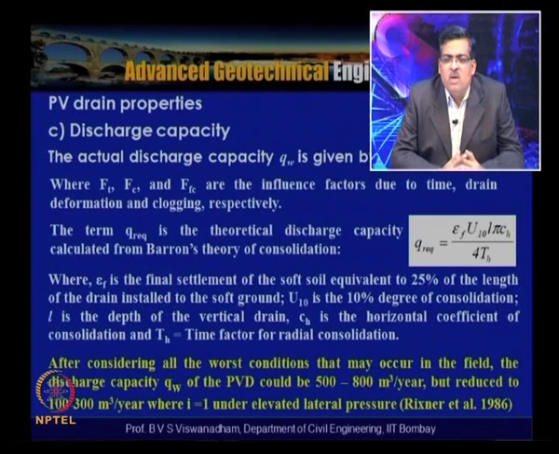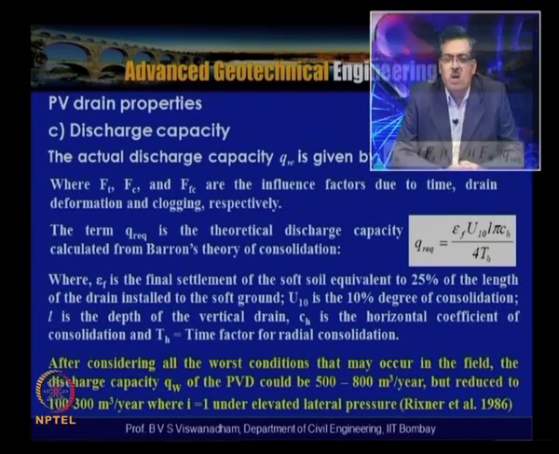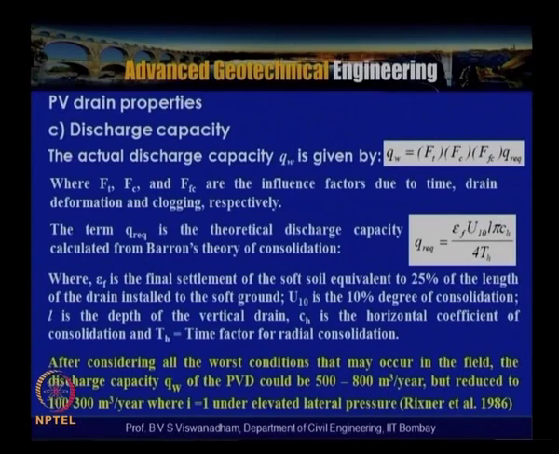So, most of the PVDs which are commercially available have a discharge capacity of more than 100 meter cube per year. If this is there, then we can consider it acceptable. If this Qw is low, then there is a possibility that the drainage capability of the PVD which has been selected and used for draining water from the soil at the onset of consolidation can get affected.